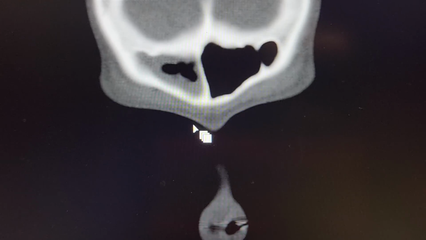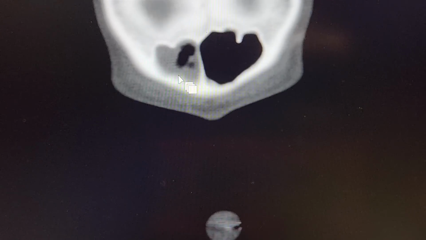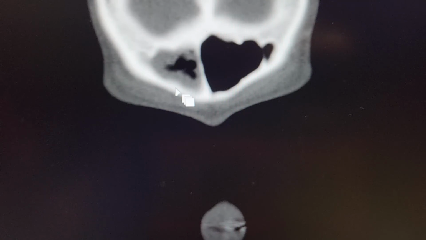So as you keep going behind, this was the most anterior part, right? As you keep on going behind, you can see the frontal sinus is flowing posterior inferiorly, and the drainage of the frontal sinus is inferiorly.